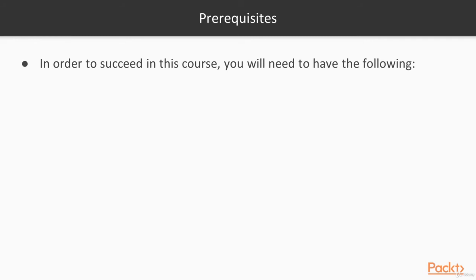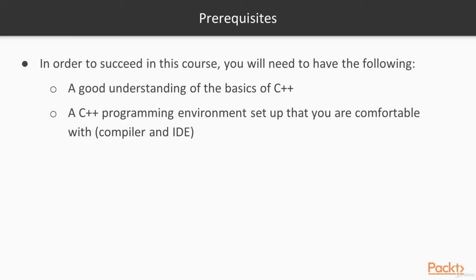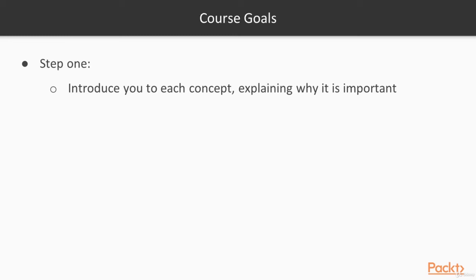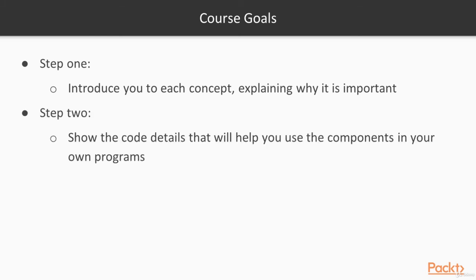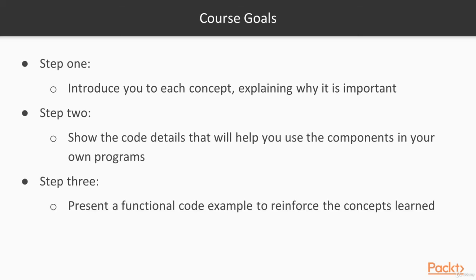To make the best use of this course, you must already know the fundamentals of C++. You should have a programming environment that you are comfortable with, set up and ready to go, and that environment should support C++ 17 or later. Each section is made up of several related concepts, and those topics are presented as follows. First, I will introduce you to the concept, explaining why it is important. Next, I will show you the details you need to actually use these concepts in your own projects. And finally, we will go through functional code examples that will reinforce the concepts covered.